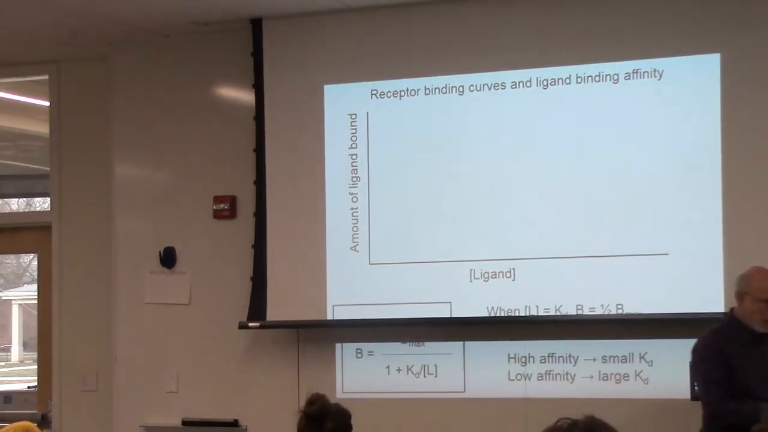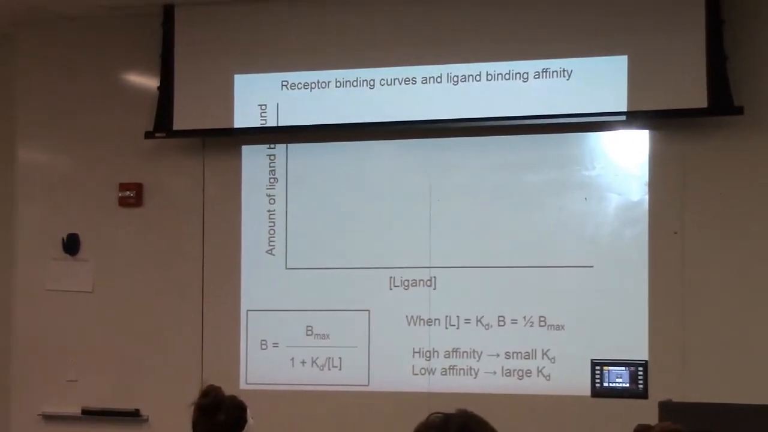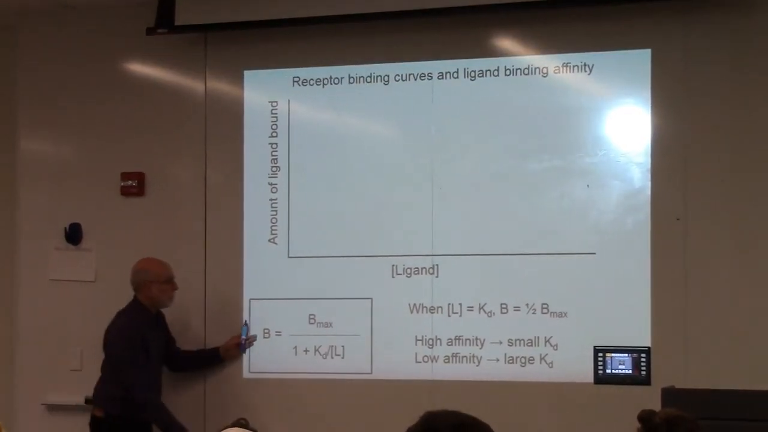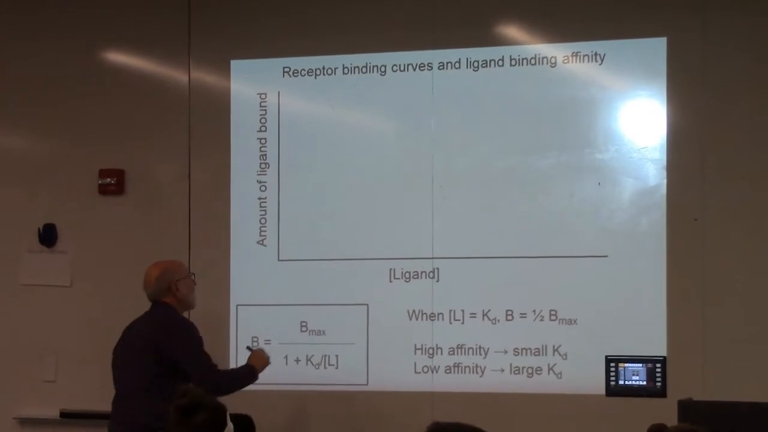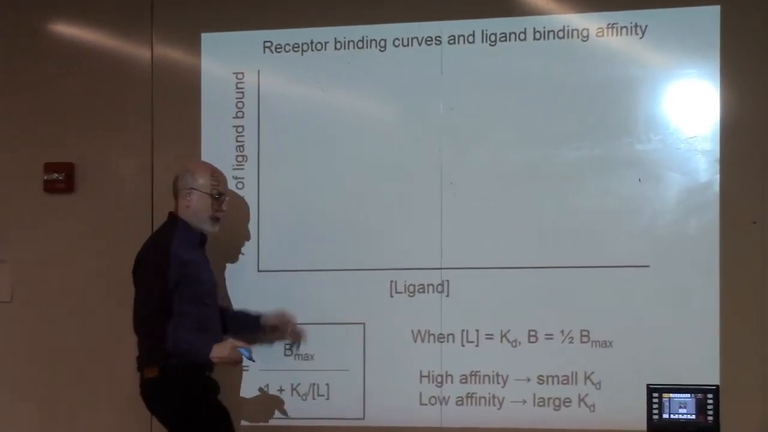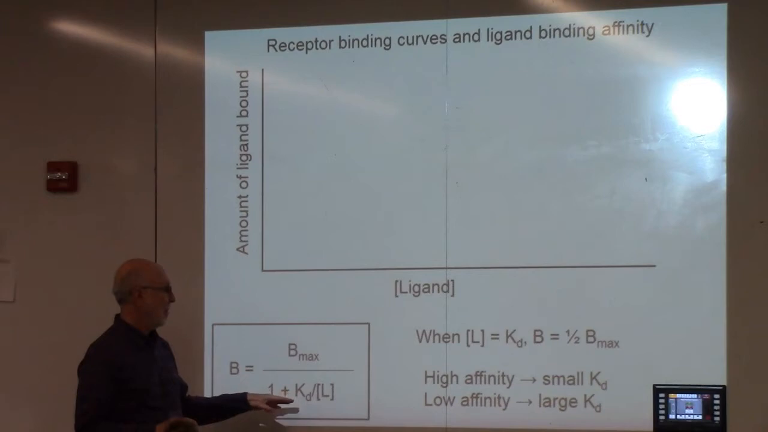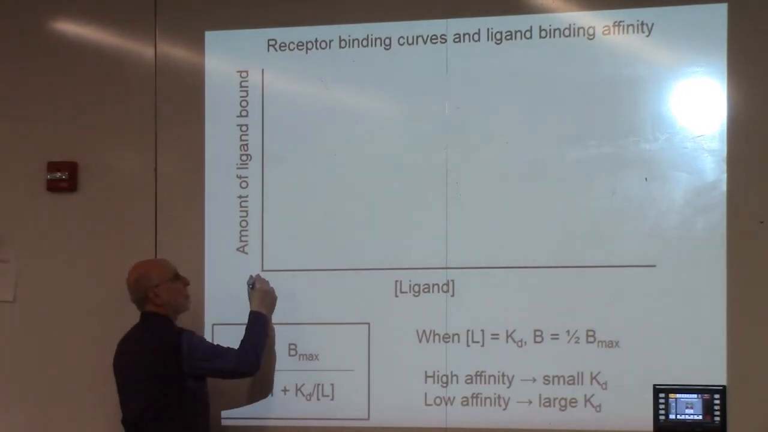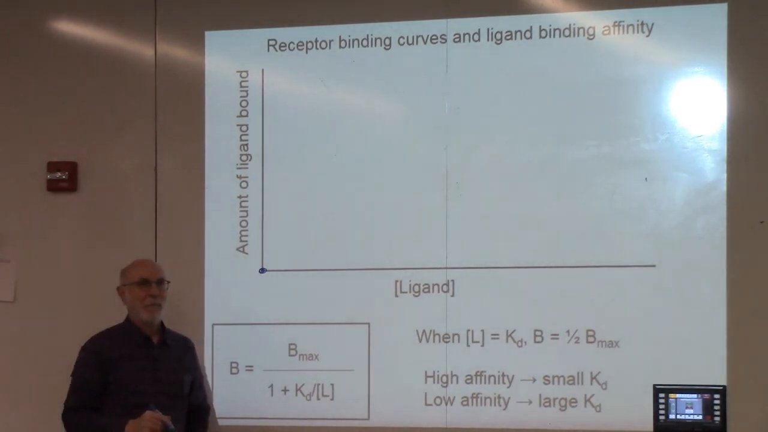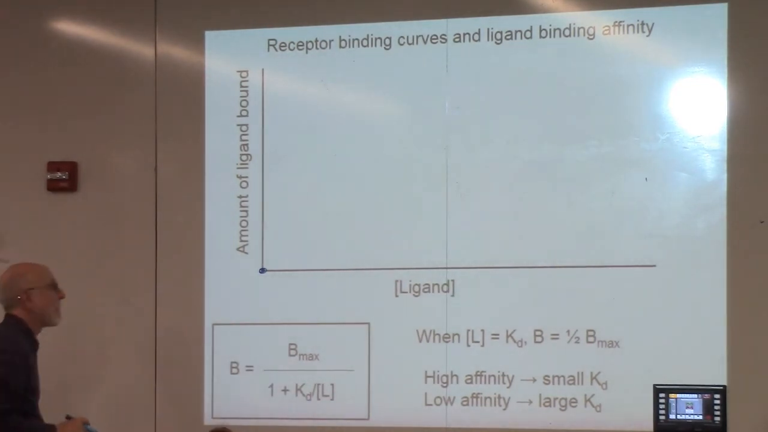I don't think I'll ask you to solve problems algebraically with it, but I might ask you to solve problems with it graphically. So here's the equation. If we were to graph this equation, well, let's just walk through it. If the ligand concentration is 0, well then this term becomes undefined. But if there's no ligand, there can't be any bound. This term becomes infinite, so this term becomes 0.